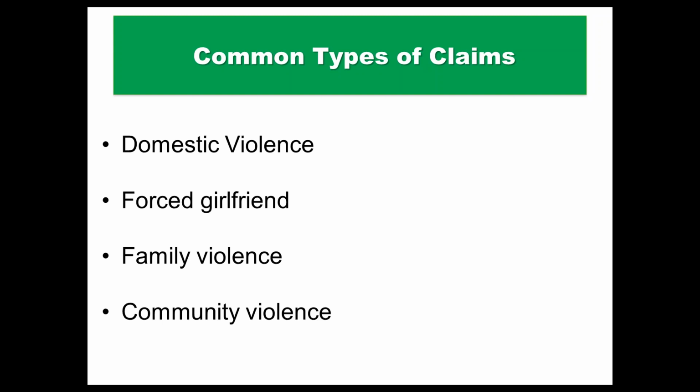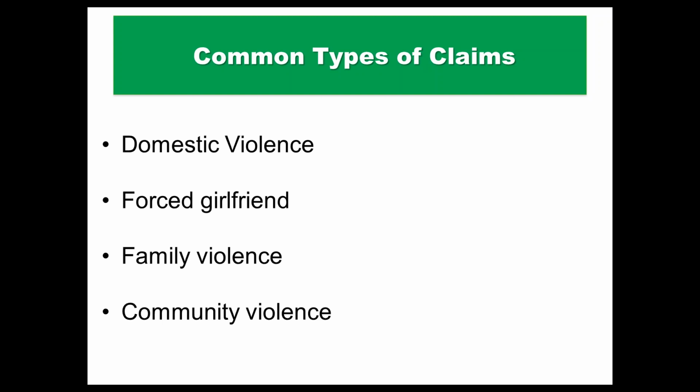It could be something long-term, it could be something short-term, but it's within that sort of domestic type relationship, whether or not they're actually living together. And we'll talk a little bit about how those social groups are formulated in a second. And then there's a forced girlfriend type claim, and we see different variations of this as well.